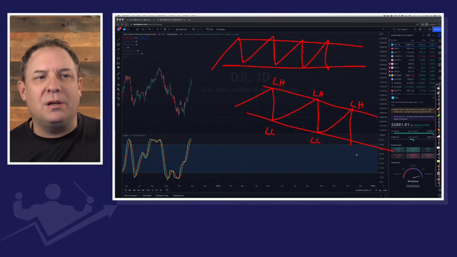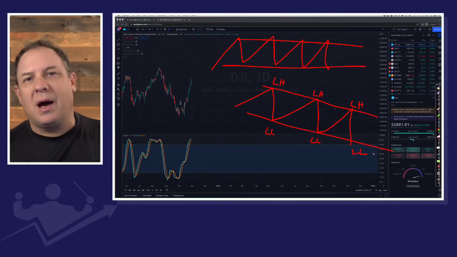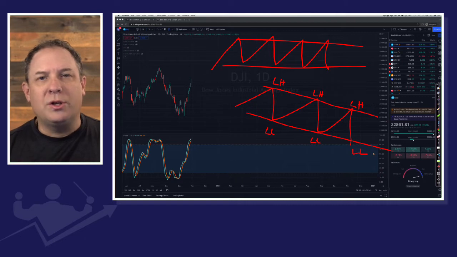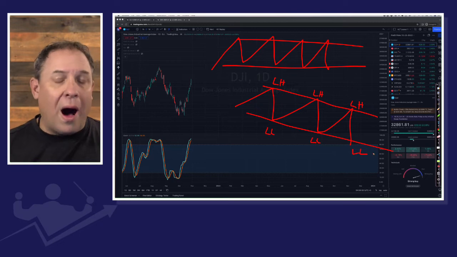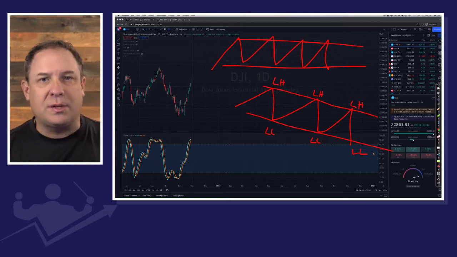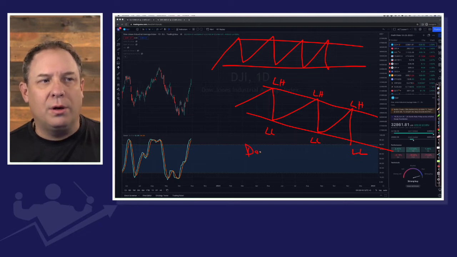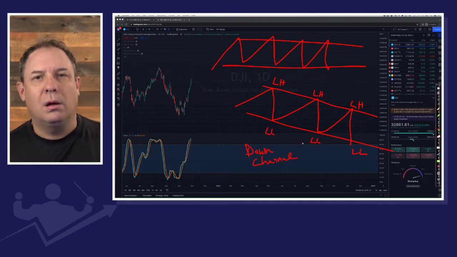By definition, a stock making lower lows and lower highs is in a downward trend, right? So if we're making a downward trend while moving sideways between support and resistance in a predictable repeating pattern, we have what we call a downward channel. There it is. See that?